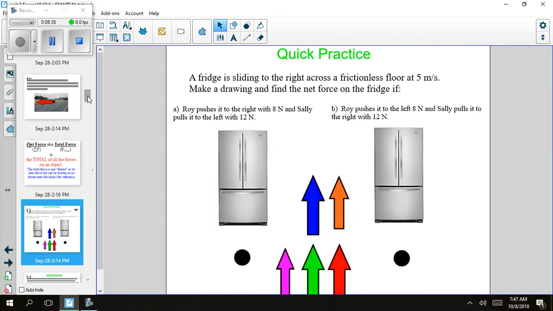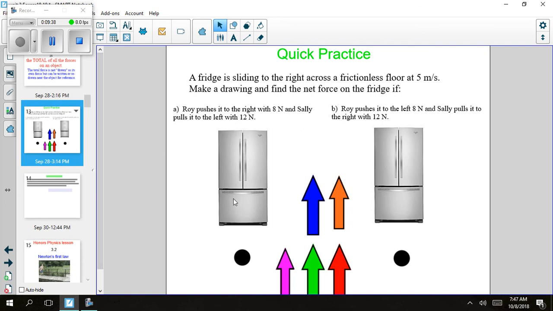Alright, so quick practice. We got Roy, he's pushing things to the right with 8 newtons. Sally's pushing to the left with 12. There we go. So it looks like that's our center. Here's Sally. Oh, no, she's pushing to the left. Oops. There we go. Then here's Roy, pushing to the right.